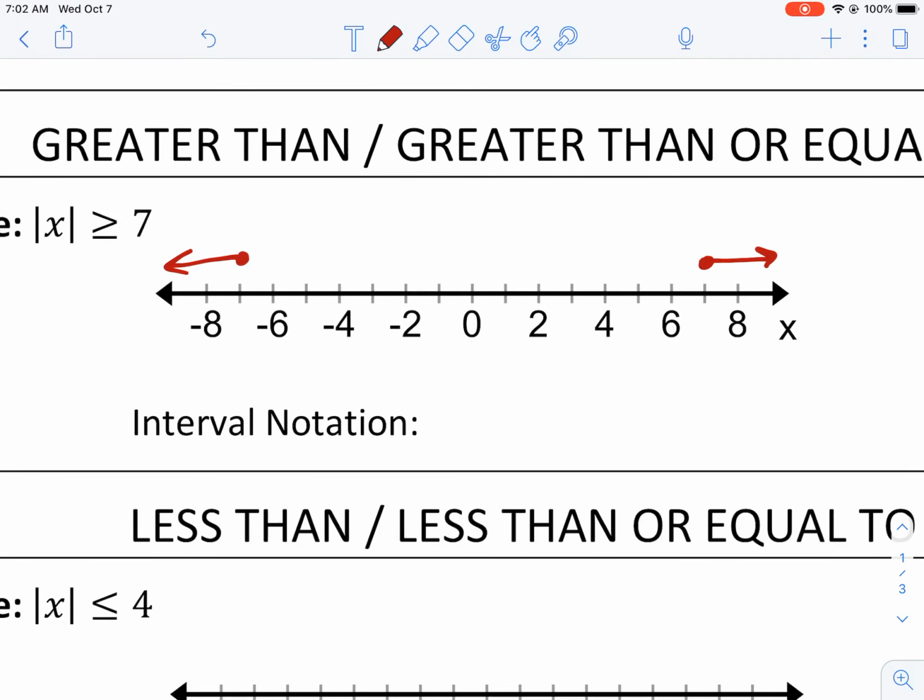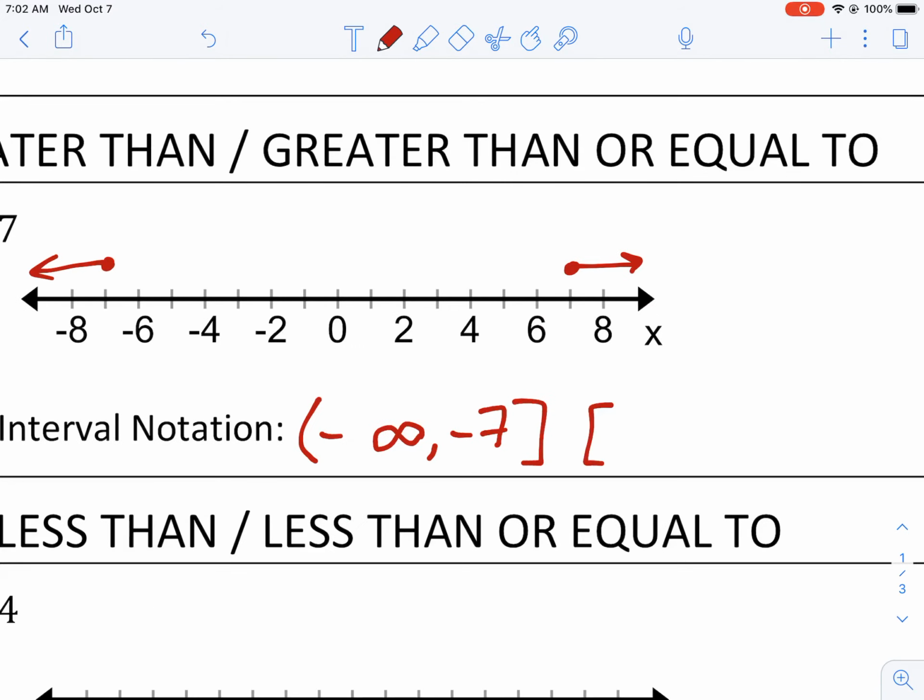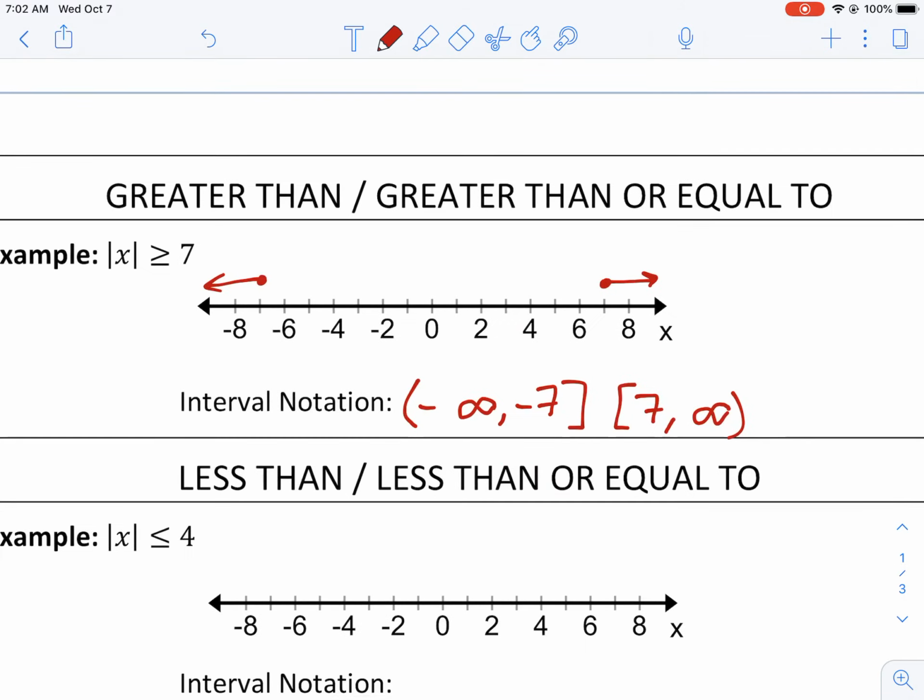So in interval notation, the way that we write this, all right, we're going off to infinity on the left, and then we're stopping at negative 7. Then we're picking back up again at positive 7 and then going off to infinity on the right. So a greater than sign is going to give us the or compound inequality.